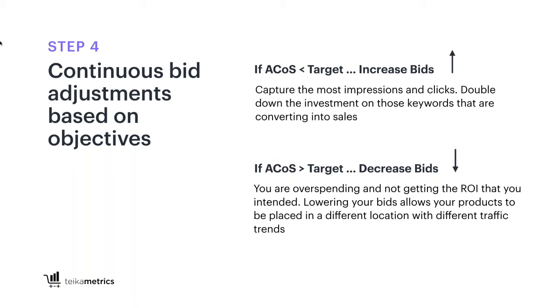The other point is you can take advantage of the default bid at the ad group level. So if you're continuously making bid adjustments based on your objectives and you're adjusting bids not just for keywords but also for ad groups based on their performance, you can inherit that ad group level bid for the keywords you're moving over.